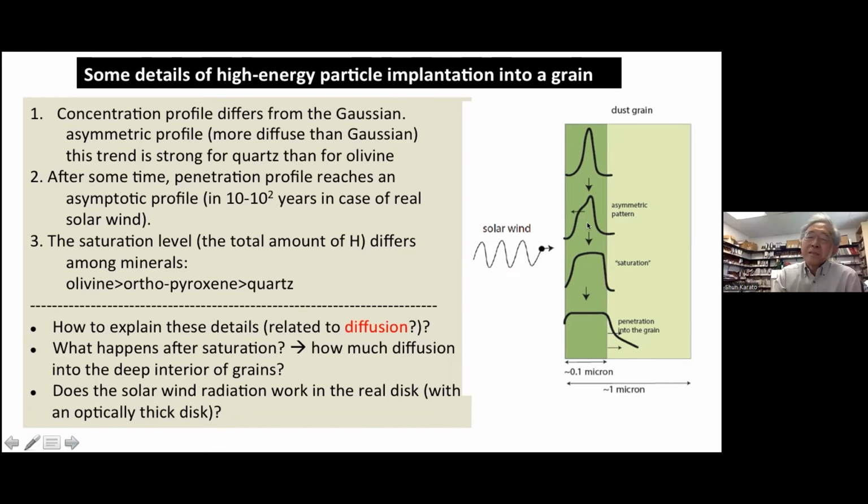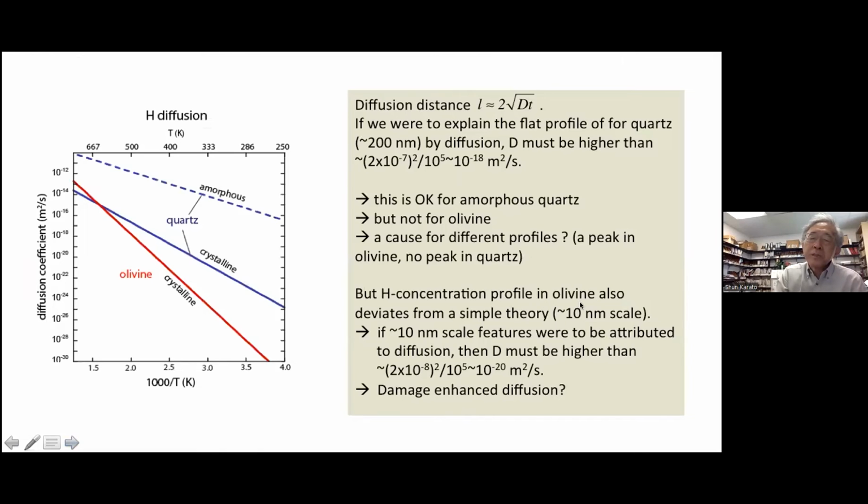And then the answer is, yes, you have to think first, what kind of length scale? This is the 100 nanometer, so we are now talking about a 10 nanometer length scale. And if this were to be explained by diffusion, the diffusion coefficient has got to be 10 to the minus 20, okay? And in solid crystalline olivine, diffusion is about here.